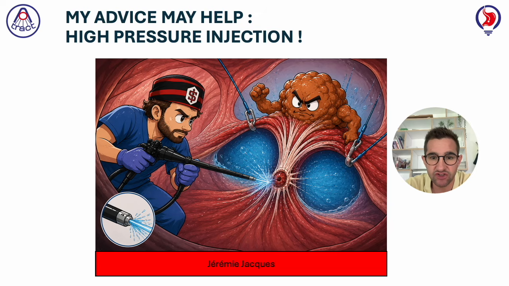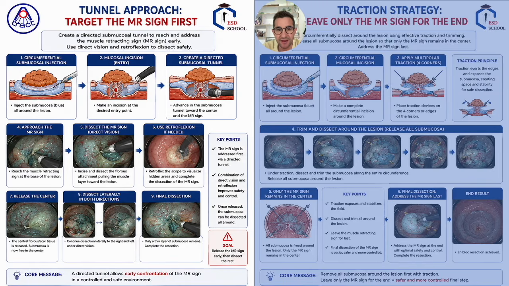High pressure injection can help. If you have more pressure to inject the two blue areas, you will probably see better the center and the feeding vessel of the muscle retracting sign. So combining traction to expose the center and high pressure injection, like Jeremy is doing here, is probably also a good idea. And now I will go through the two different strategies that are common, I would say, in muscle retracting sign strategies.